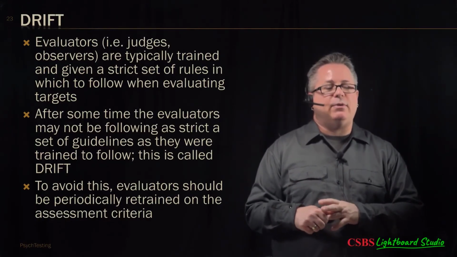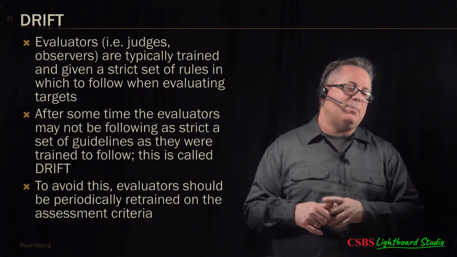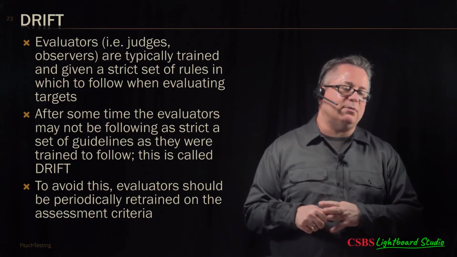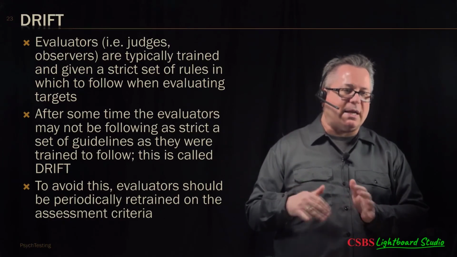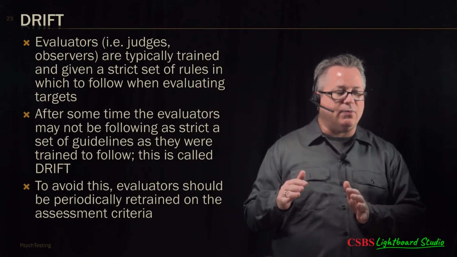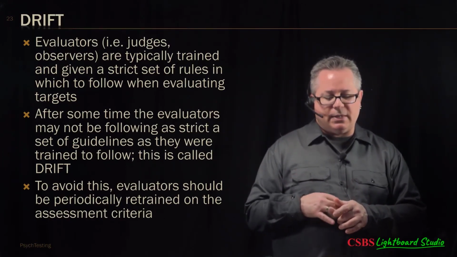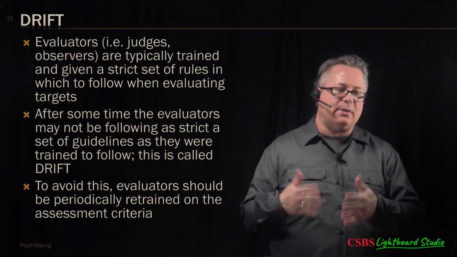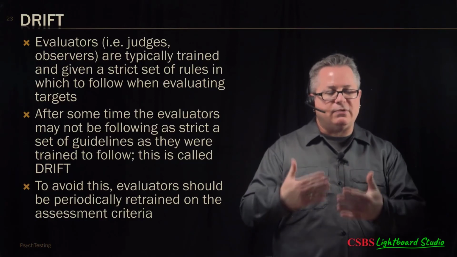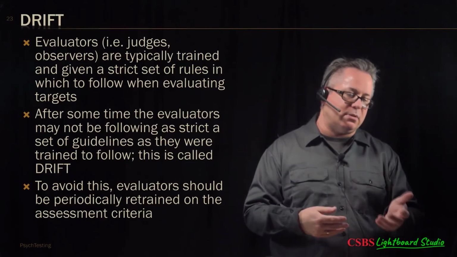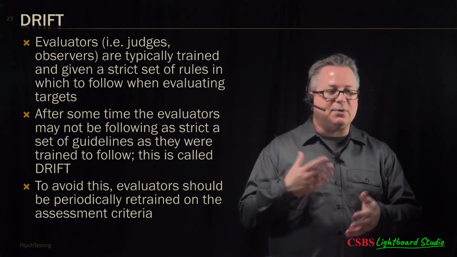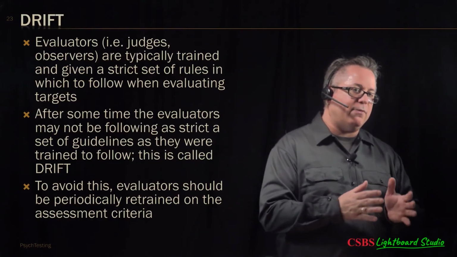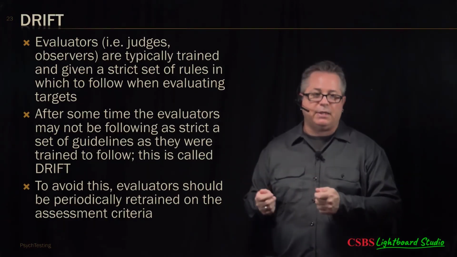After some time, the evaluators, the judges, may not be following as strict a set of guidelines as they were trained to follow. So they start to get a little bit lax about how they are looking for it. They may not be as diligent in finding every behavior. They start to get expectations about things, because the more people they see, the more they think, oh okay, this person's now going to do this. They get accustomed to what they're looking for, and they may move away from really accurately identifying everything.